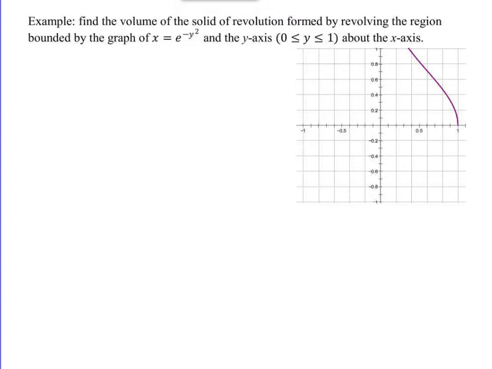Find the volume of the solid of revolution formed by revolving the region bounded by the graph of x equals e to the negative y squared and the y-axis between 0 and 1 about the x-axis. So first of all, about the x-axis, the first thing I'm going to do is mark that. Now I'm going to put in the bounds. It says the y-axis, as long as 0 is less than or equal to y, is less than or equal to 1. So what that does is it creates this region right here, 0 to 1.